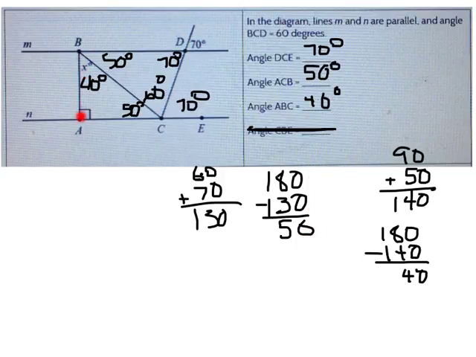Then I can solve for angle ABC, knowing that it's the third angle in a triangle. There's a right angle and a 50 degree angle. 90 plus 50 is 140. And I can subtract from 180 to find 40.